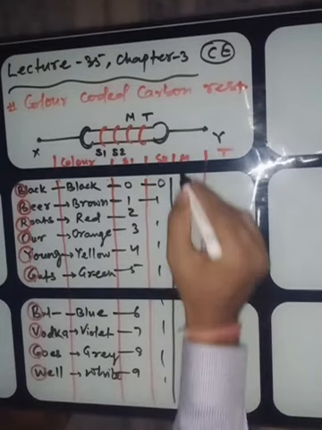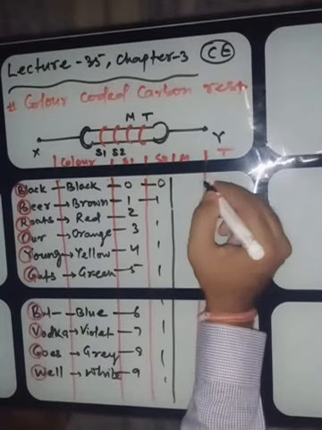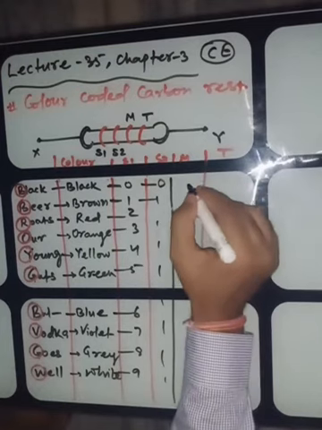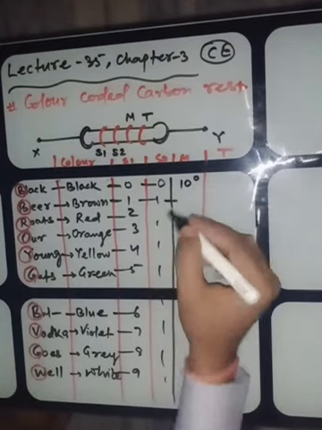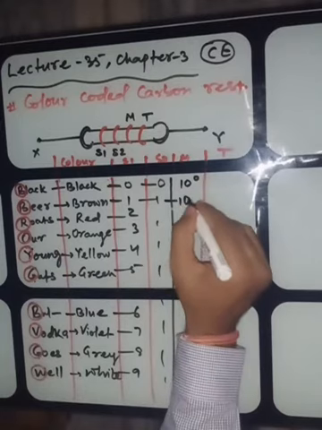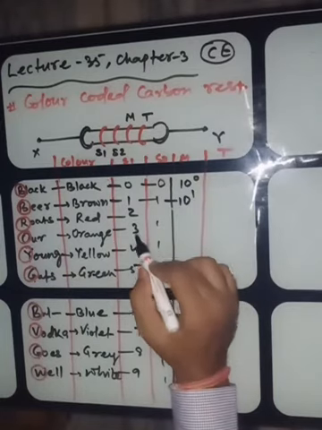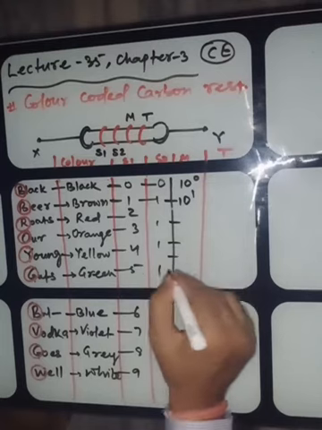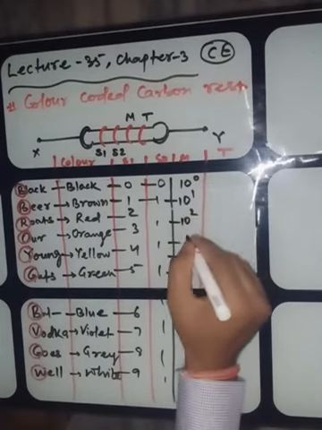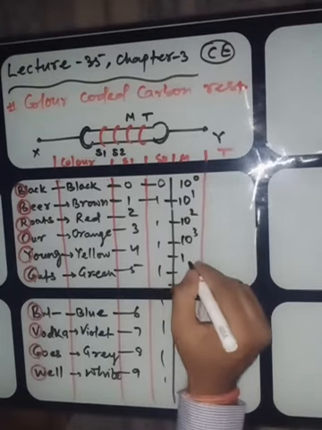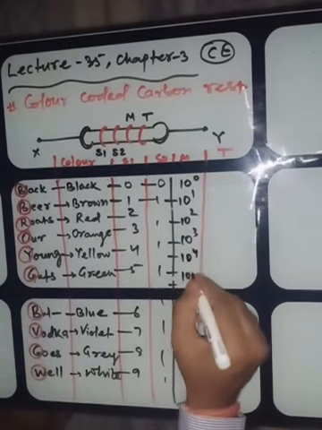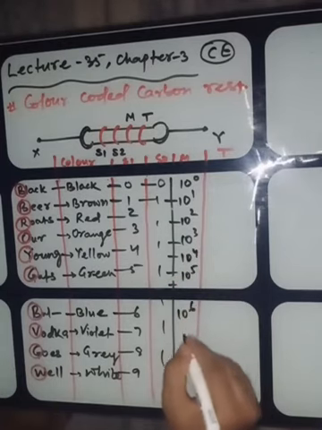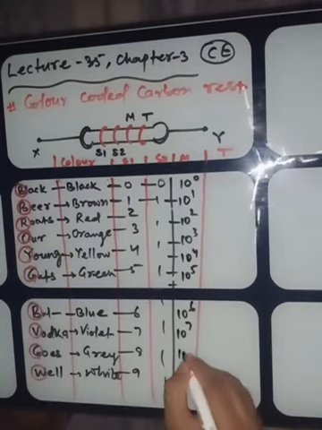Okay. Now the multiplier. The multiplier you will use here is 10 to the power 0. You have to just put 10 to the power 1, 10 power 2, 3, 10 power 4. I hope you got it: 10 power 5, 10 power 6, 10 power 7, 10 to the power 8, 10 to the power 9.